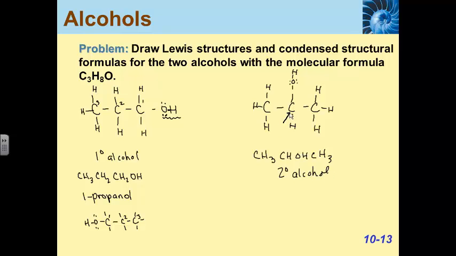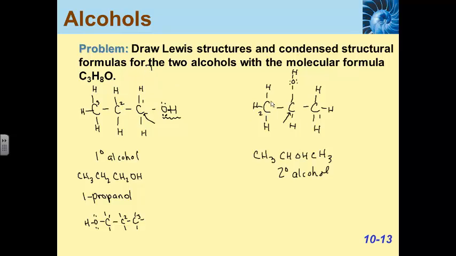Notice it's secondary because the carbon that bears the functional group contains 2 carbons that are attached to it. Here, the carbon that contains the functional group had just one other carbon attached to it. So it's why it's called a primary alcohol.